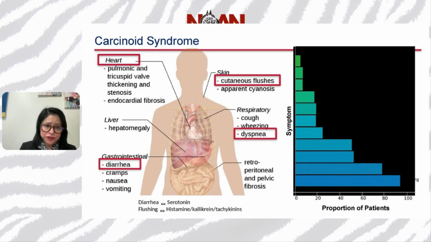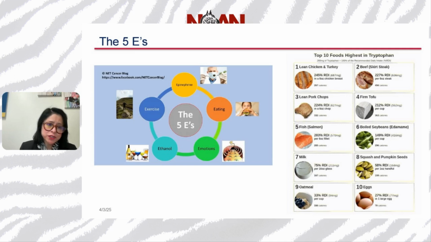But it can also cause different symptoms, and it's important to recognize, understand, and manage these symptoms, because some of them can be quite detrimental to your day-to-day activities. Some of the questions I get from patients are about the 5Es. What does that mean? The 5Es can exacerbate some of the symptoms related to carcinoid syndrome. But that said, it doesn't happen to every patient.